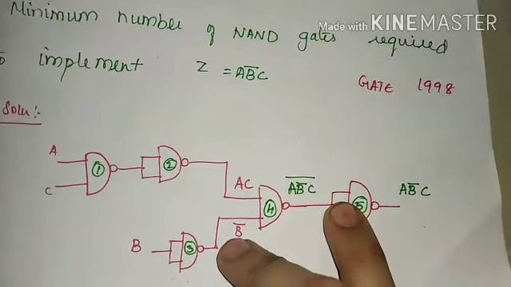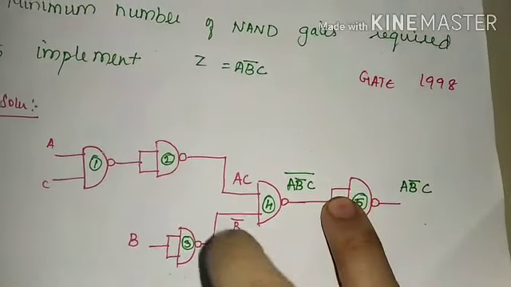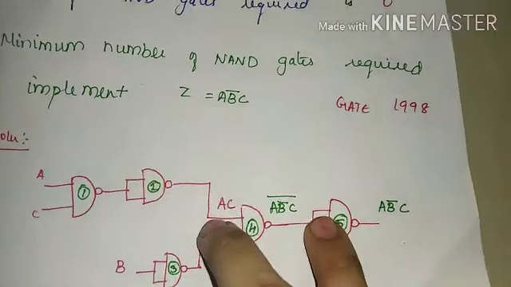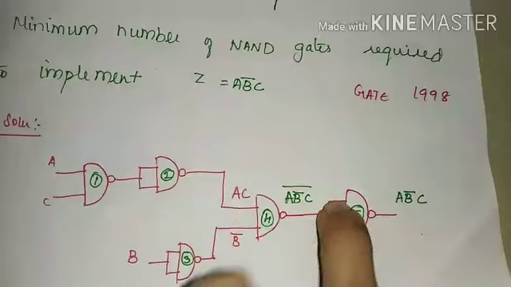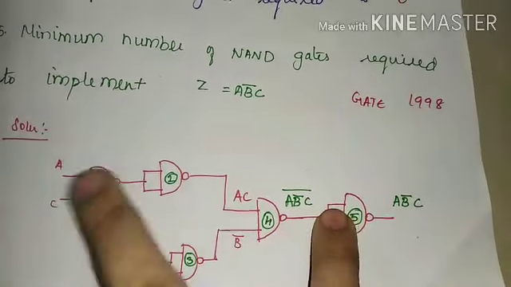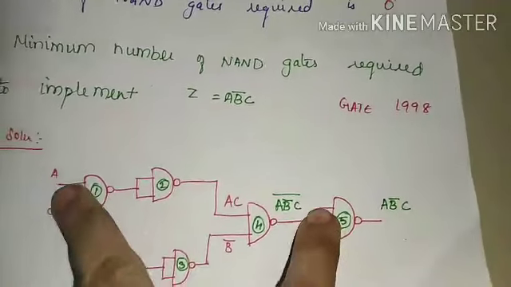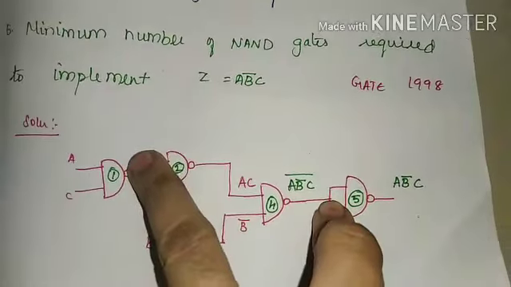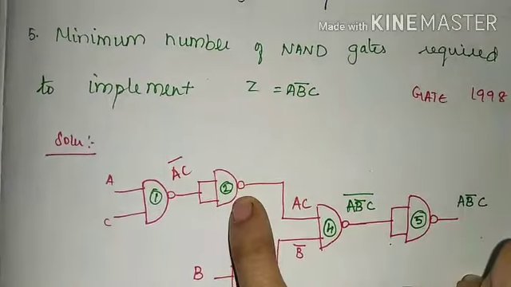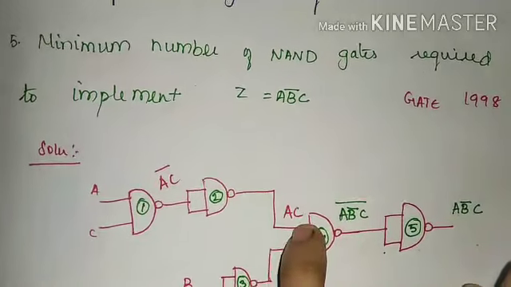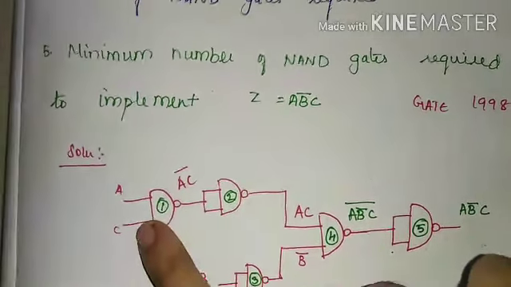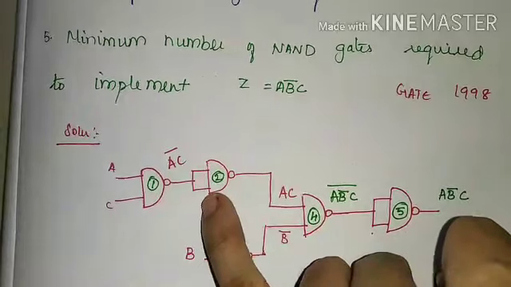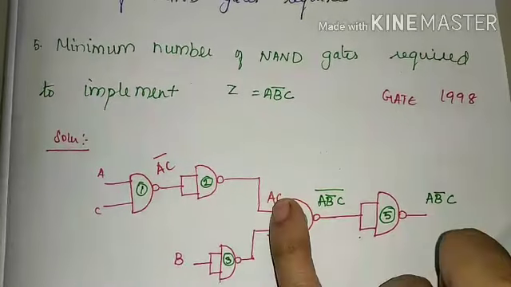Why I have considered this B bar as a separate input is that it is the only one having a complement. So I have separated that one and considered the uncomplemented variables as AC. In order to find this AC, I have considered one AND gate, so A into C. By making it a bubble, it will become AC bar. Here, again the AC bar is entered into the NAND gate, then it will become AC. Listen carefully. This AC is entered into the NAND gate and it will become AC bar. This AC bar is entered into the NAND gate, then it will become AC.